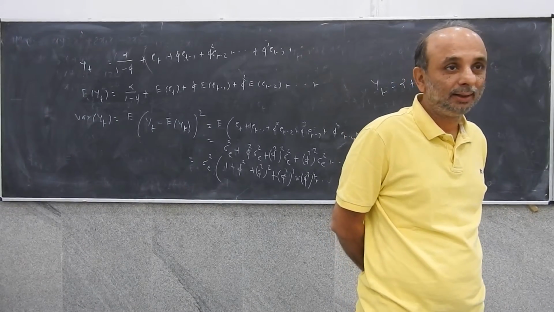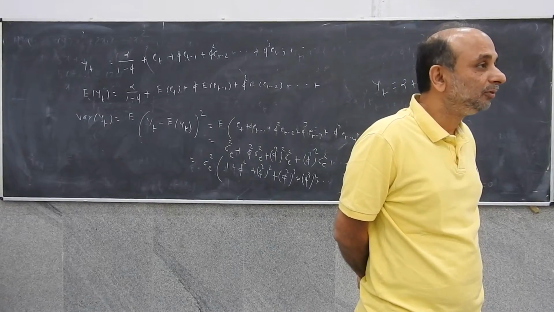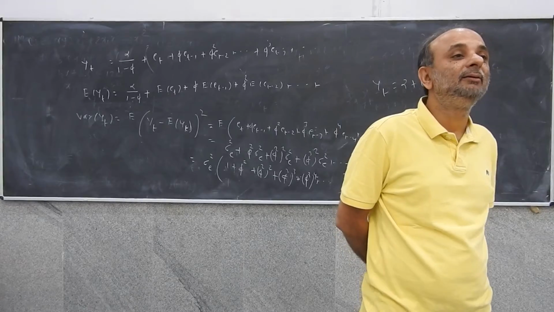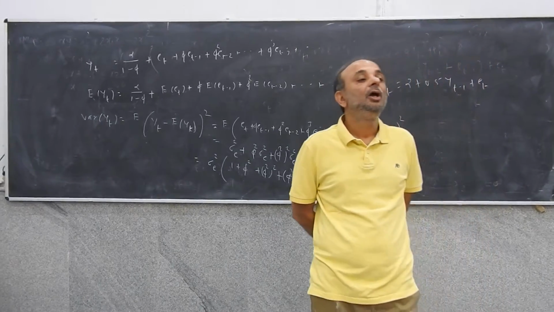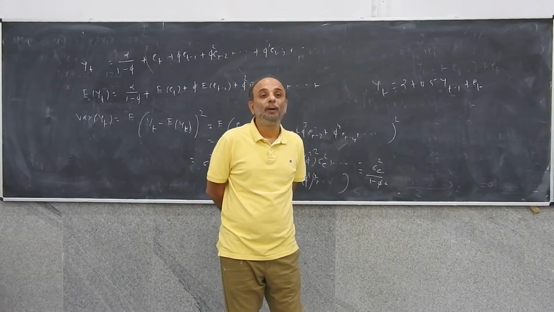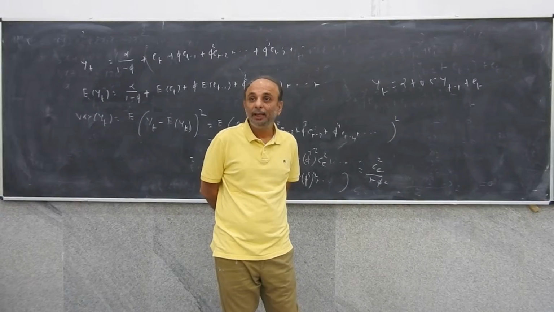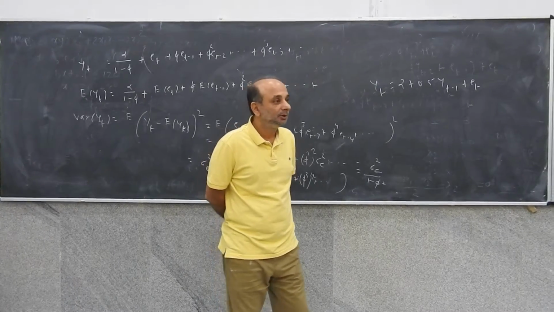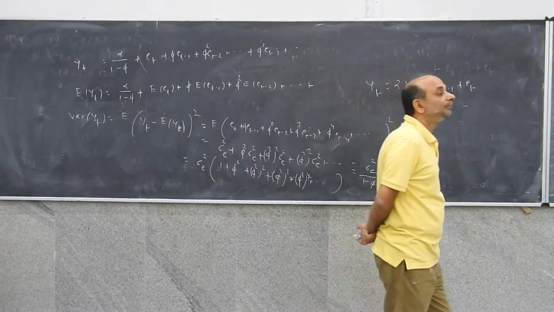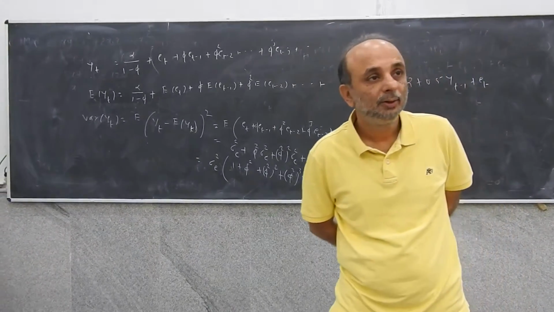What is 1 upon 0.75? 4 by 3, because 0.75 is 3 by 4. So 4 by 3 will be the variance of yt. So the mean of yt will be 4, and the variance of yt will be 4 upon 3. Is this clear? Sure? Everybody gets this?